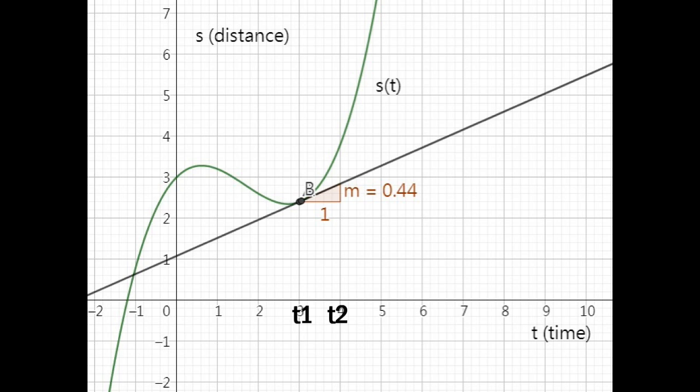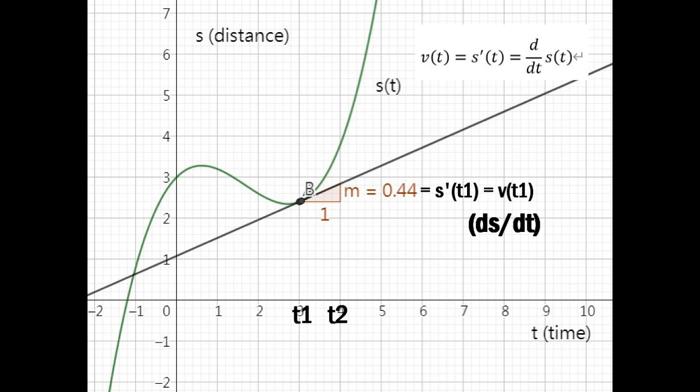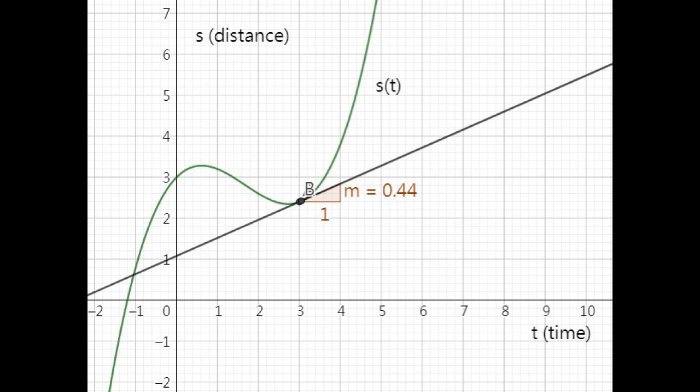The slope is now precisely the derivative of s of t at t1, which can be represented as s prime of t1 or ds over dt, and it is the instantaneous velocity at t1. Finally, we can conclude that the velocity can be solved by taking the derivative of the position function.